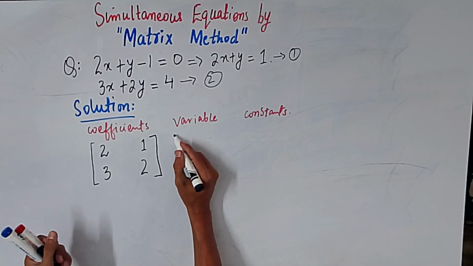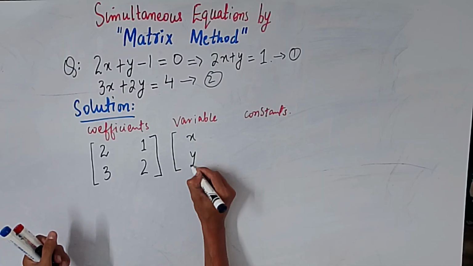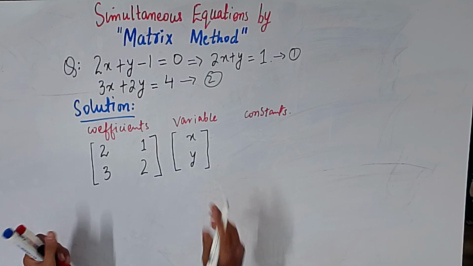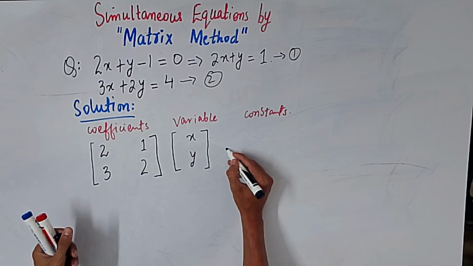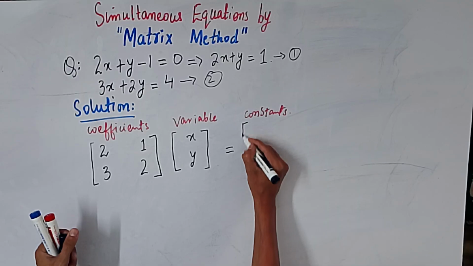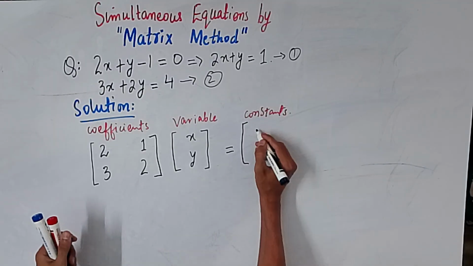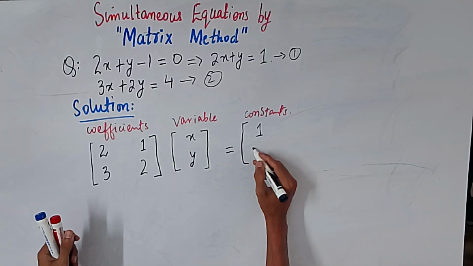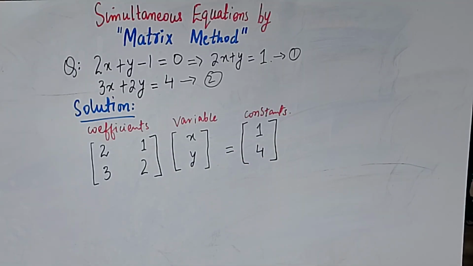Now you will write the matrix of variables, which are x and y. So this is the method. You will write it like this. As constants are after equals to, so you will write equals to over here, and the constants matrix will be 1 and 4. So this is how we will make three matrices from our given equation in this particular method.